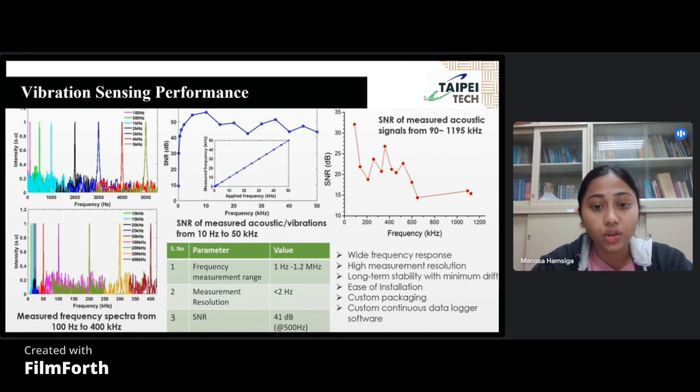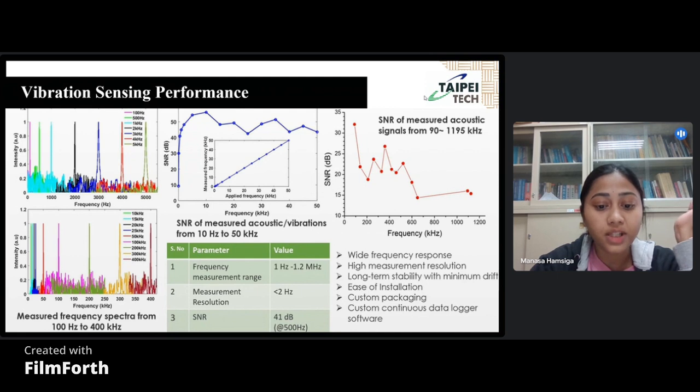The estimates are pretty low because the low frequency signal is used to increase the frequency to a higher order, which is applied to the PZT. So you can see the signal to noise ratio from 90 kilohertz up to almost 1.2 megahertz. So this can be measured over a wide range of frequencies, which is pretty good.